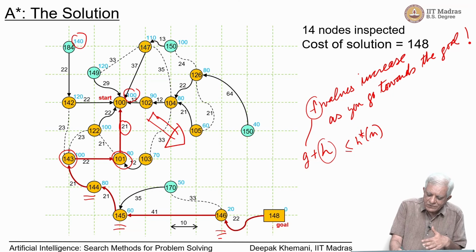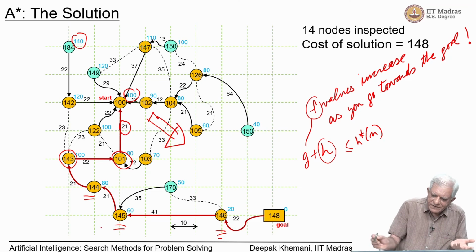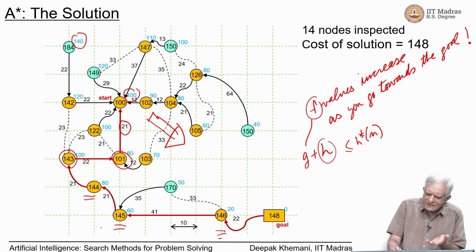So, the actual path through the goal is 148, as you can see, that is the optimal path. But at every other point on the path, and in fact at every other point in the search space that A star explores, the f values are less than the optimal cost, and this is one of the lemmas that we had proved, that any node it expands will have an f value of less than the optimal cost.